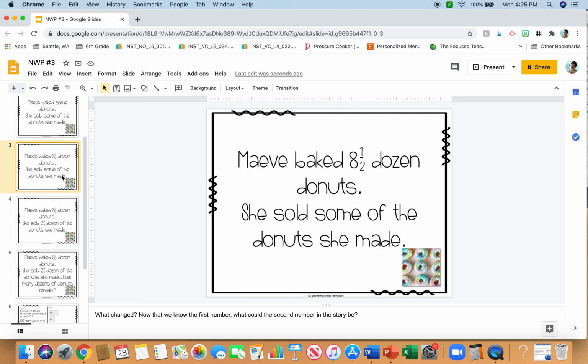We don't even know for this problem yet if we're going to apply any kind of figuring out of how many donuts that is in all. We just know that she baked 8.5 dozen. So she could have sold anything from 8.5 all the way down to a half, right? A half of a dozen, because we're talking about dozens here. So we'll talk about that a little bit, and then we'll move on to the next slide.